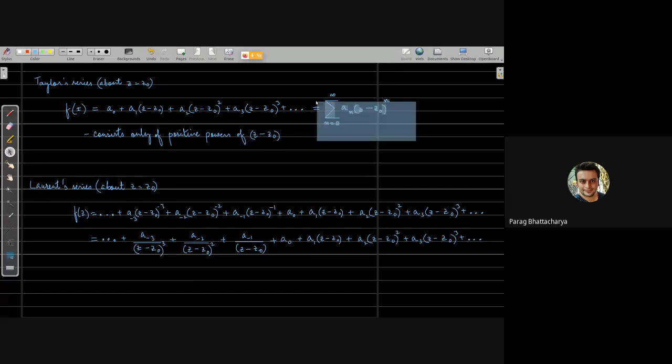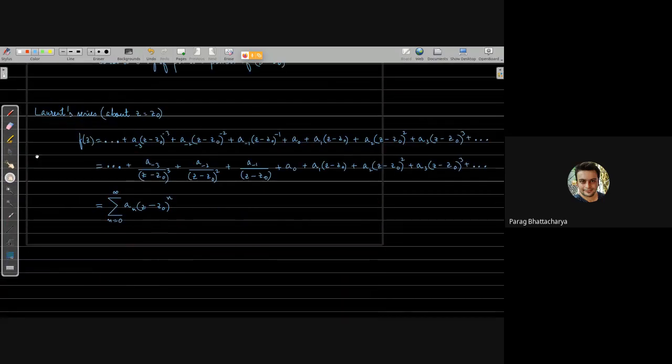So we can write a similar kind of summation here, in this case also. The only difference, what will be the difference? The values of n will not start from 0; rather, n is going to extend from minus infinity all the way till plus infinity. So that's the difference. This is the form of the Laurent series.